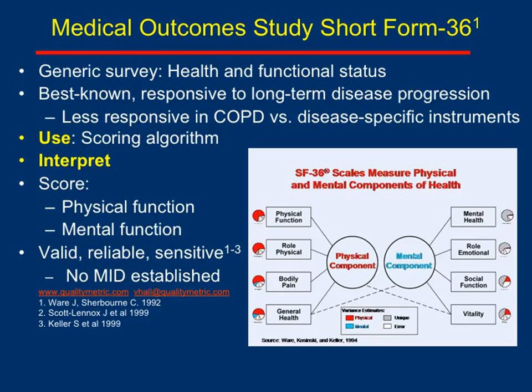So this tool, called the Medical Outcomes Study Short Form 36 questions, is by many considered the best known tool. In a rehab sense, where we see it often is if a program has both cardiac and pulmonary rehabilitation. It can be used for both. It's not disease specific. So it's generic, measuring health and functional status.